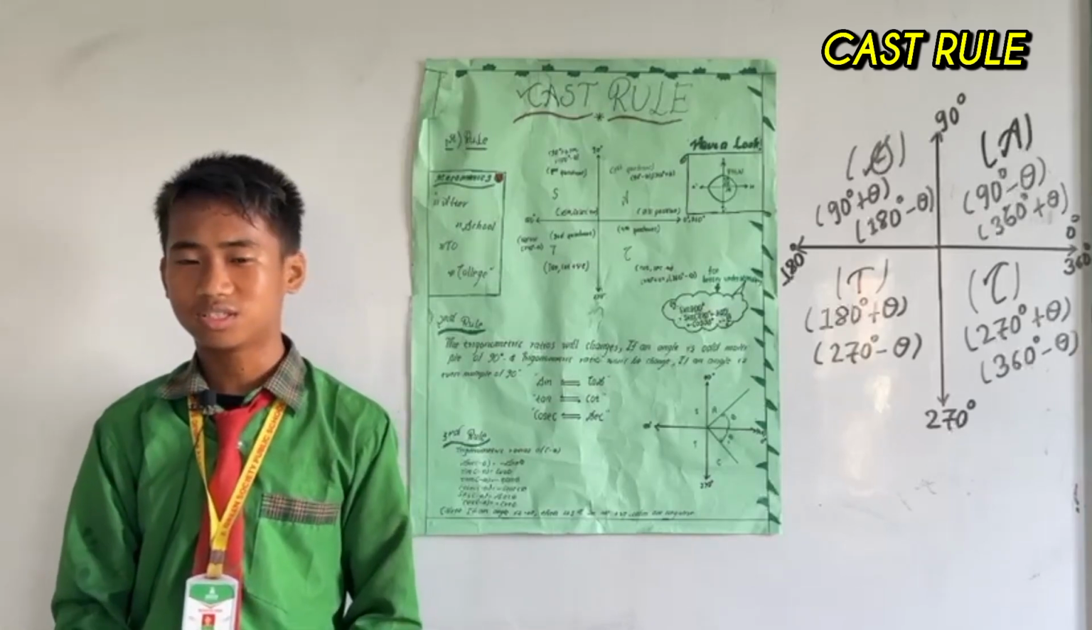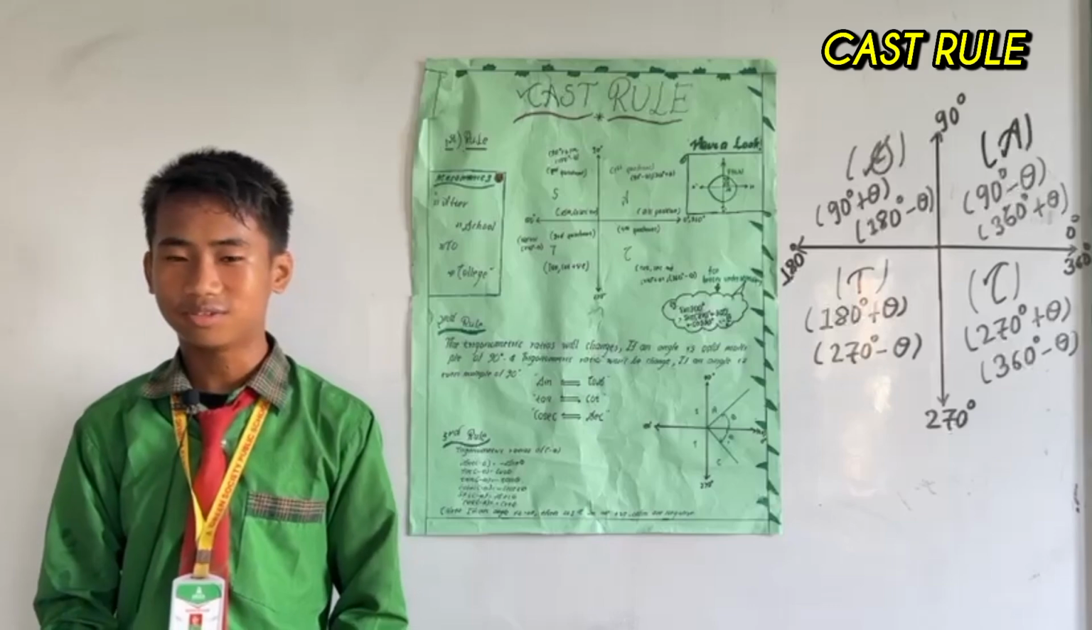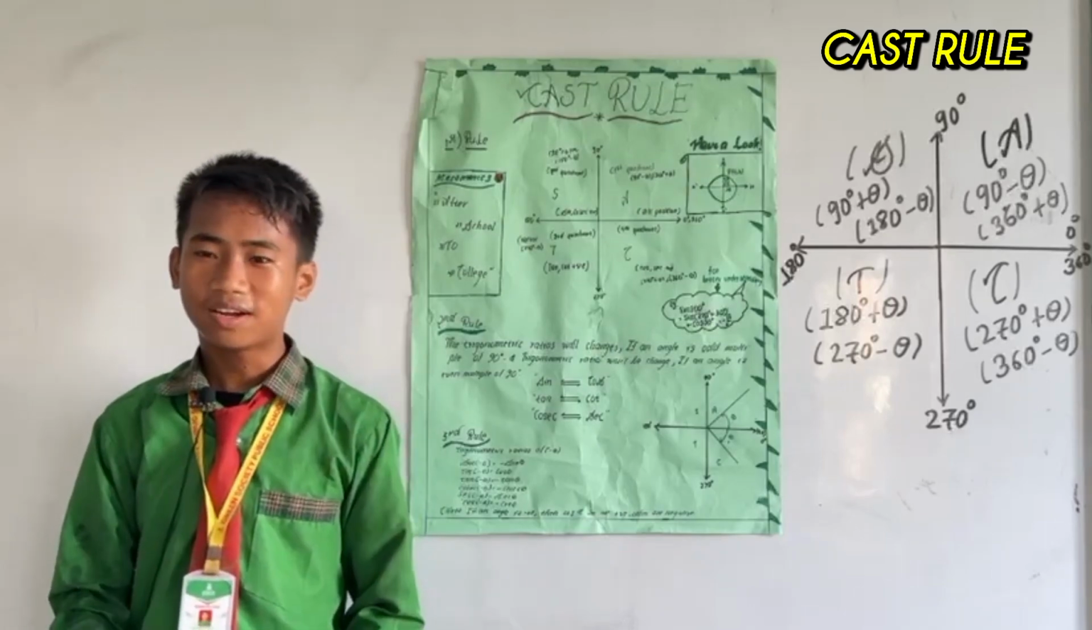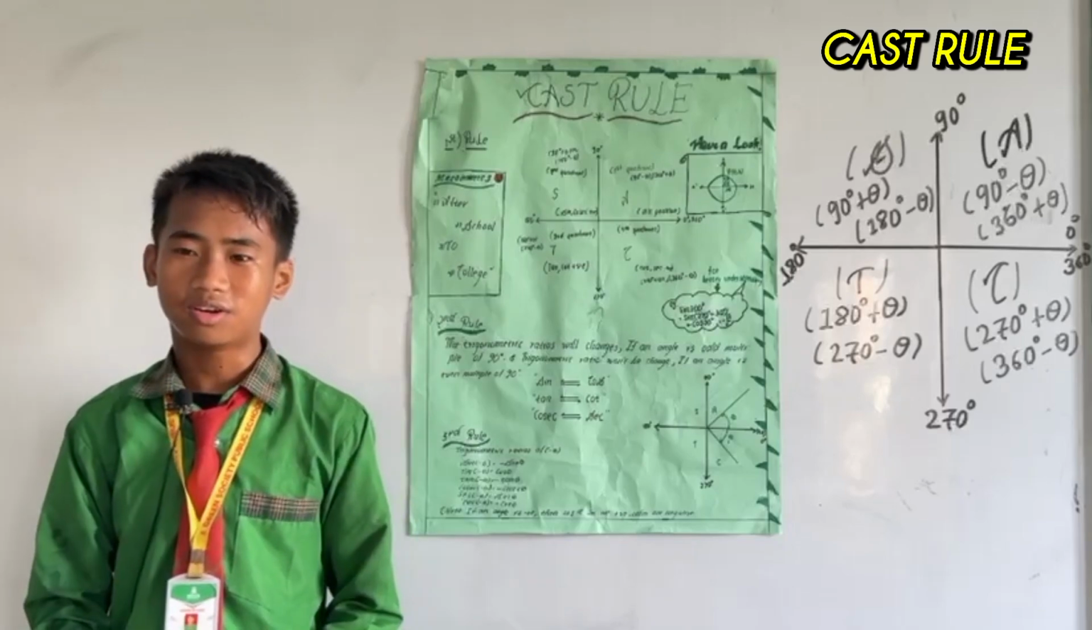Sine changes into cos, cos changes into sine, tan changes into cot, cot changes into tan, and cosec changes into sec, sec changes into cosec. If the angle of a trigonometric ratio is an even multiple of 90 degrees, it will not change.